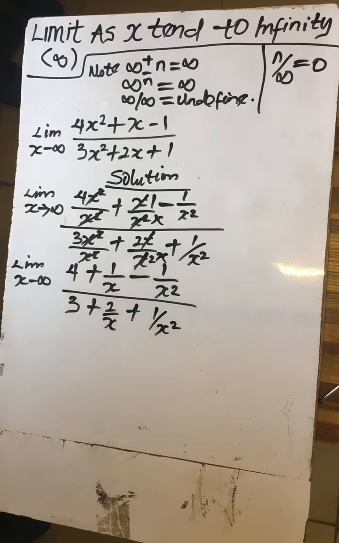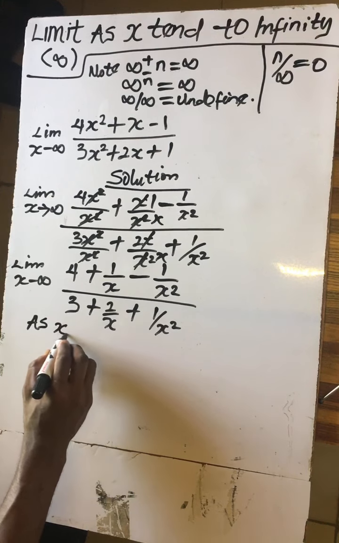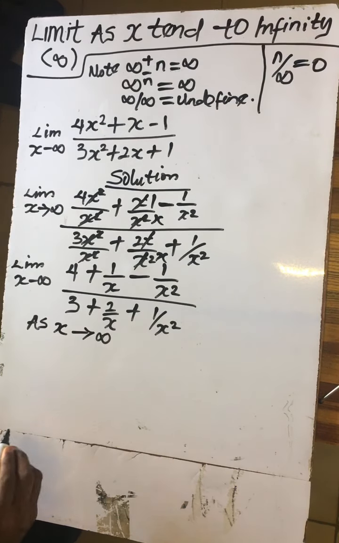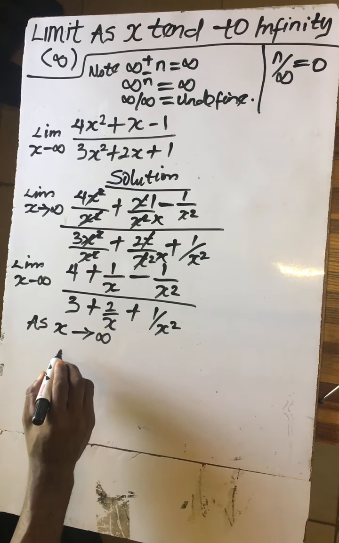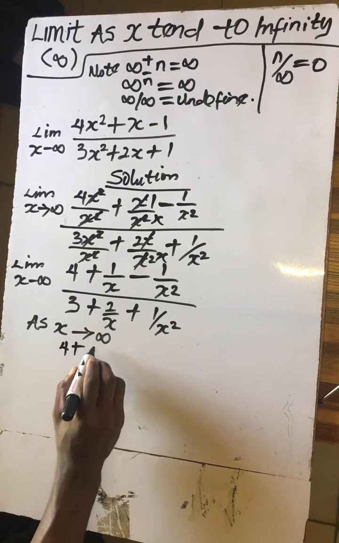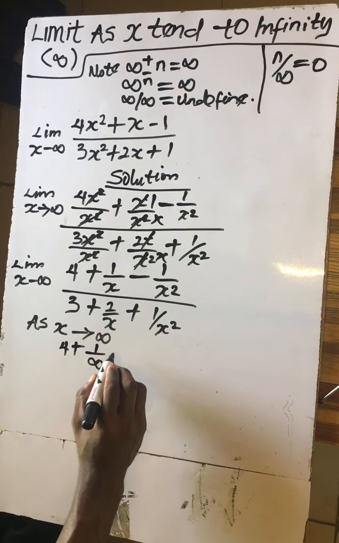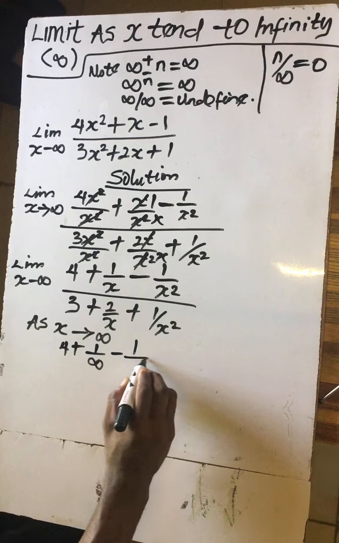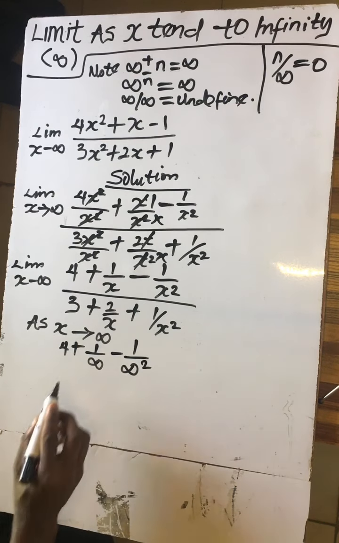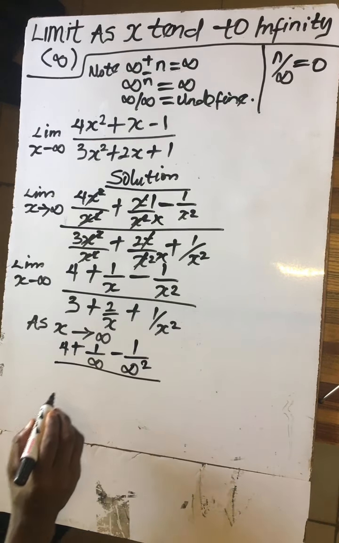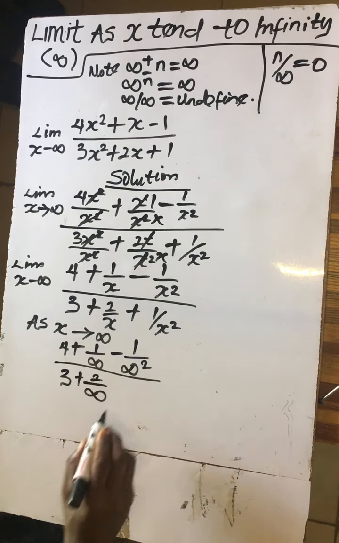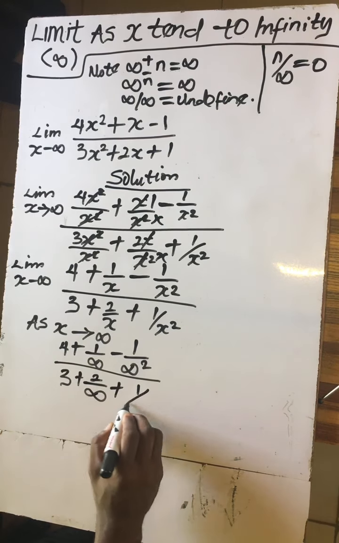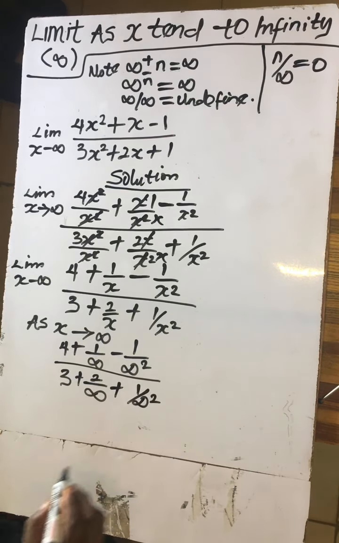So here our next thing to do now, we say as x tends to infinity, anywhere we see our x, we put our infinity symbol there. So we write 4 plus 1 over infinity minus 1 over infinity squared, divided by, we have our 3 plus 2 divided by infinity, plus 1 over infinity squared.